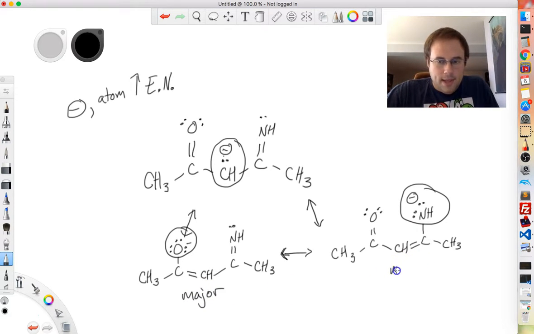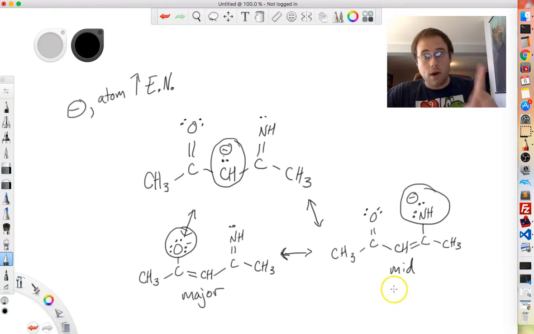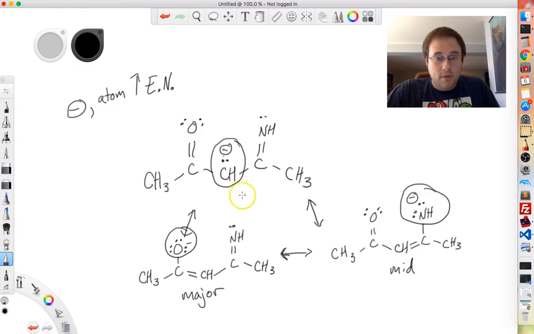This guy would be a mid-level contributor. We would technically call it a minor contributor because you have one major contributor, the rest are minor. But this is still mid-level compared to this, which would be the real minor contributor. Because if you look at the electronegativity trend, right, you go carbon, nitrogen, oxygen, and then fluorine, and it would be increasing as we go this way for the electronegativity trend.